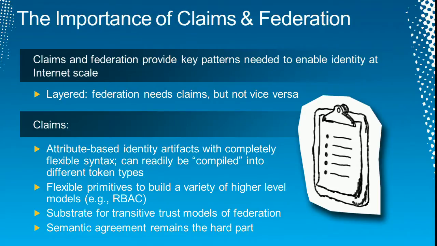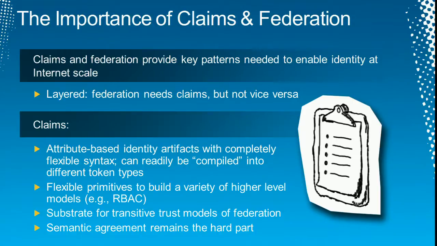So for claims, we've essentially talked about them already. They're just the ability to have these attribute-based identity artifacts. The other thing that's interesting about claims is that, talking about security tokens, you can compile them, if you will, into different token types. And there's a proliferation of token types, for better or worse, although probably there'll only end up being a couple that are very predominant. Probably one will be SAML and the other will be what's called a SWT token, which is essentially an OAuth token based on the JSON format.